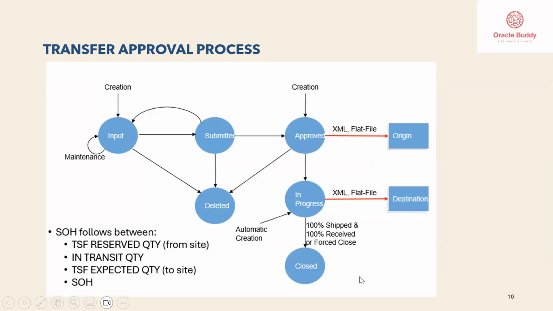Next topic is the transfer approval process. So now we'll see the life cycle of transfers. First, when we create a transfer, it remains in input status. Then once we submit it, it goes to submitted status. And once we click on approve, it goes to approved status, and it sends the approved data via XML or flat file to some other origin. Next, if you want to delete it, it goes to deleted status. Once approved and shipped, it goes to in progress, and then finally it gets closed.